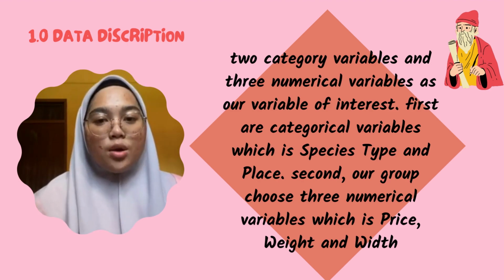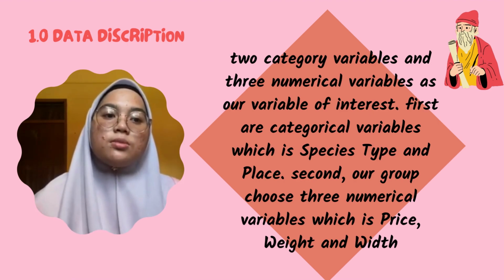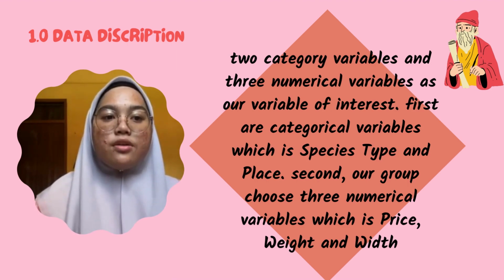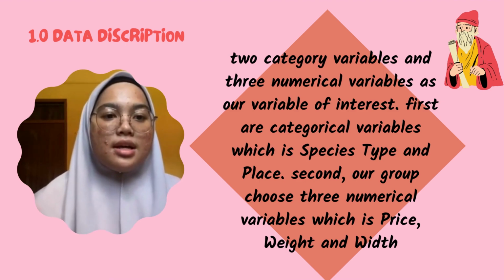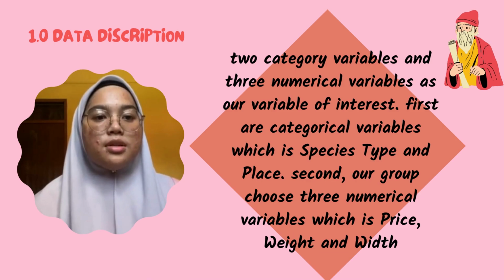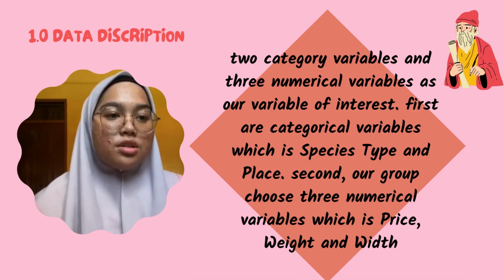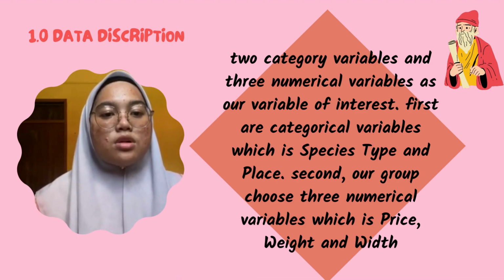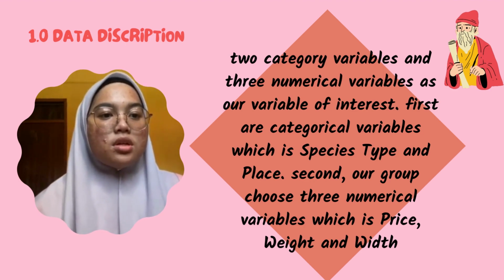A22A0426. Today I would like to present about data description. Based on our group observation from the selected data, our group has been given a data set of fish, price and count in several places. From the data, we select two categorical variables and three numerical variables as our variables of interest. First are the categorical variables, which are species, type, and place. Second, our group chose three numerical variables, which are price, weight, and width.